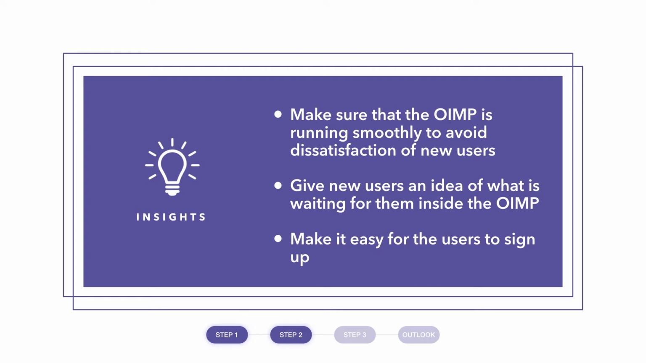The second one, give new users an idea of what is waiting for them inside the tool by showing some catching technology calls and technology offers at the starting page, as well as the visible call to action to optimize conversion. Third one, make it easy for the users to sign up. Avoid long forms and adjust the details required so the user signs up.